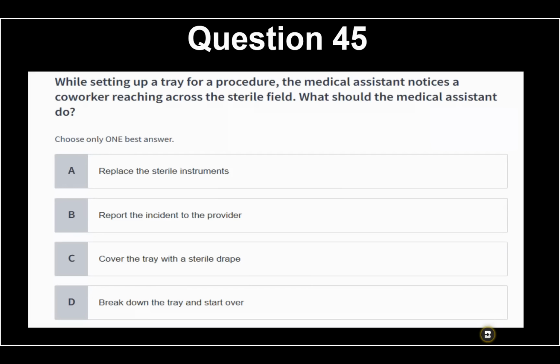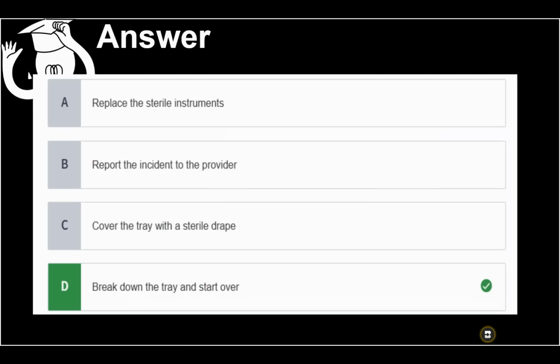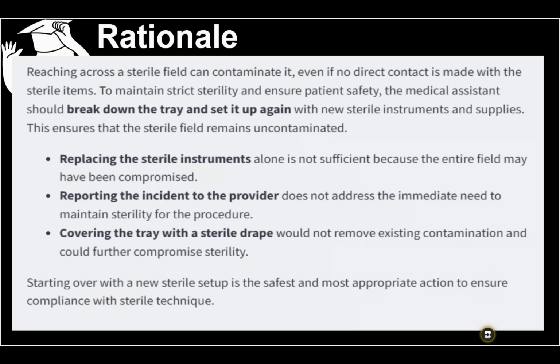Question 45. While setting up a tray for a procedure, the medical assistant notices a coworker reaching across the sterile field. What should the medical assistant do? A, replace the sterile instruments. B, report the incident to the provider. C, cover the tray with a sterile drape. Or D, break down the tray and start over. Now, if you said D, to break down the tray and start over, then you are correct. Reaching across a sterile field can contaminate it, even if no direct contact is made with the sterile items.